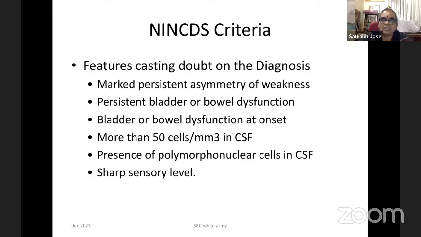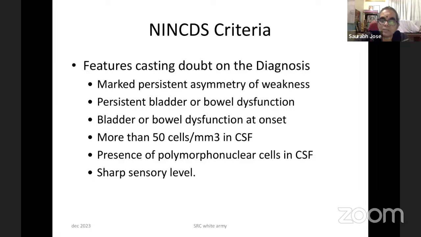Marked persistent asymmetry of weakness. If it is persistently asymmetrical over a long period of time, you will have to think of other conditions like vasculitic neuropathy. Persistent bladder or bowel dysfunction is not a common feature of AIDP. AIDP can have an acute retention because of the flaccid weakness of abdominal muscles, but soon it will recover. So if persistent bladder or bowel dysfunction is there, you will doubt the diagnosis and look for an alternate diagnosis. And bladder or bowel dysfunction at the onset, you will definitely not suspect AIDP, because bladder and bowel dysfunction in AIDP is due to flaccidity of the muscle.